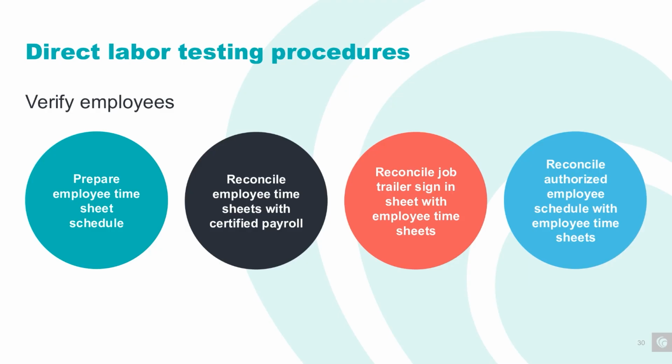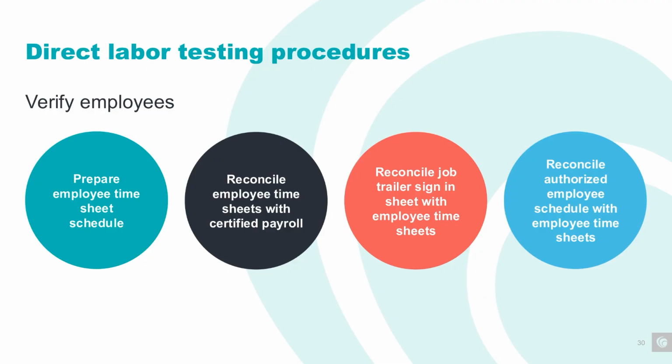So now that I've swiftly covered some common risks, let's walk through the actual testing steps. The first step is verifying employees. This is where we confirm that the people billed to the project were authorized and worked on site. You'll start by preparing an employee timesheet schedule. This means creating a complete list of all employees who worked on the project during the period of testing, based on the timesheets that were submitted.